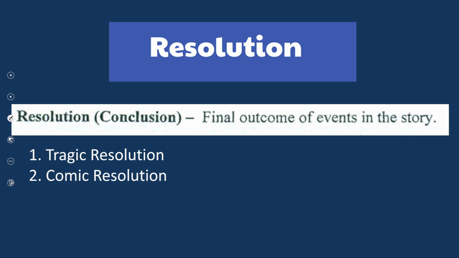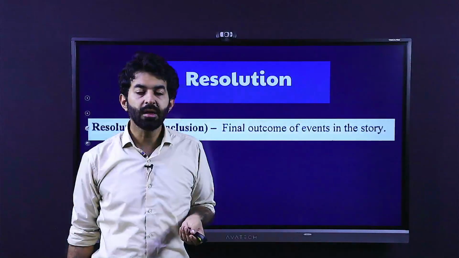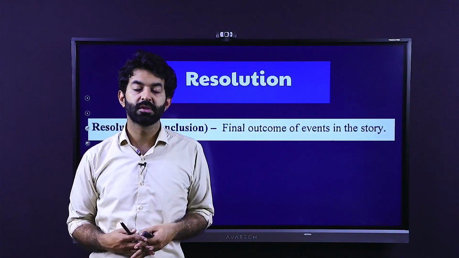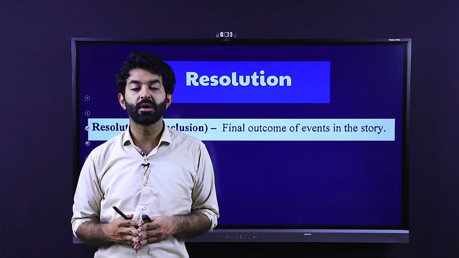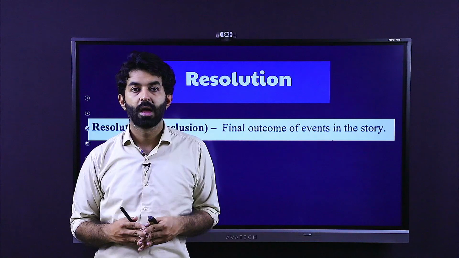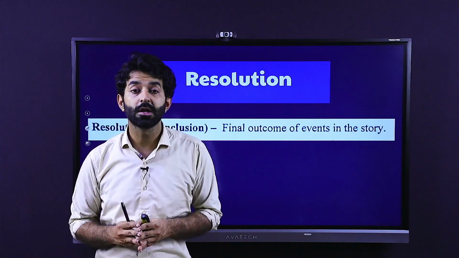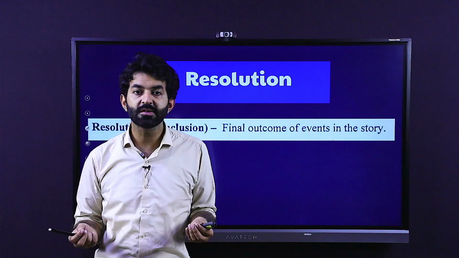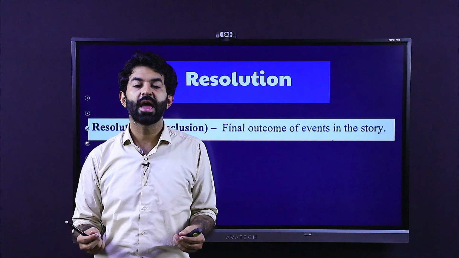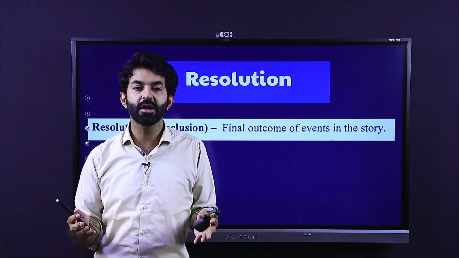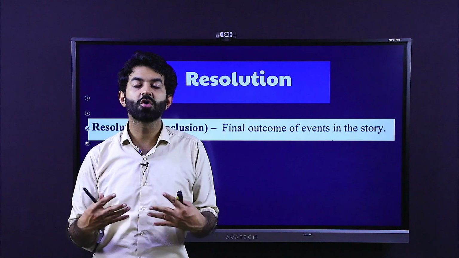Now, we have talked about the beginning, the exposition of the story. There are two ways: telling the story from the start or telling it from the middle. Now, let's talk about resolution. Why is it called resolution? Because the story is being resolved. We are having a solution of the conflict, the problem, and we are resolving the issues.